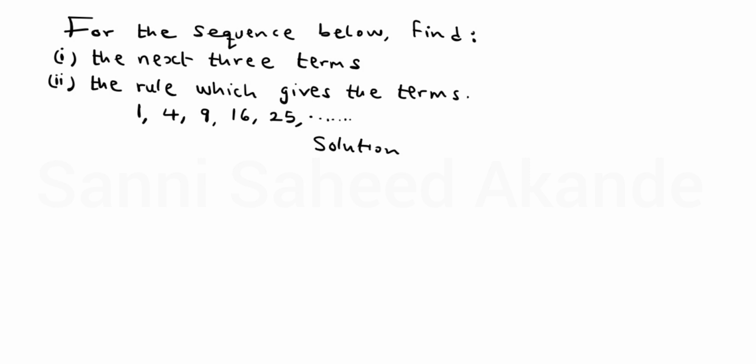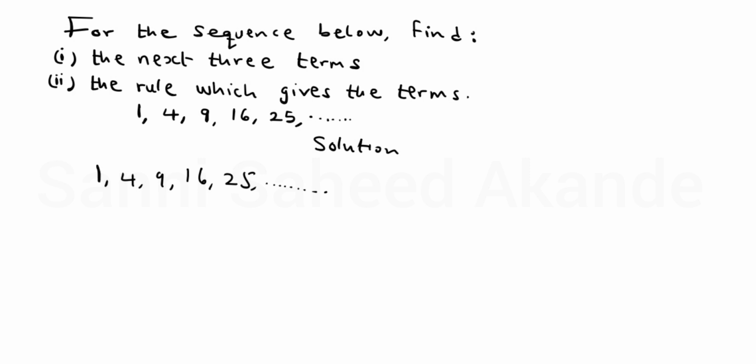Alright, so the sequence is 1, 4, 9, 16, 25 and so on. Before I can find the next 3 terms, I have to understand the particular order this sequence follows. So I have 1, 4, 9. If you observe very carefully, you will understand that these numbers given to us are just perfect squares.